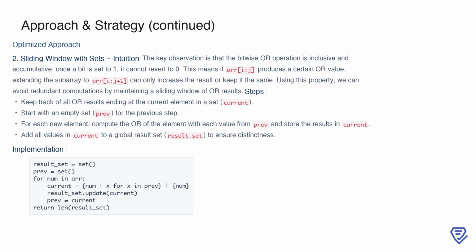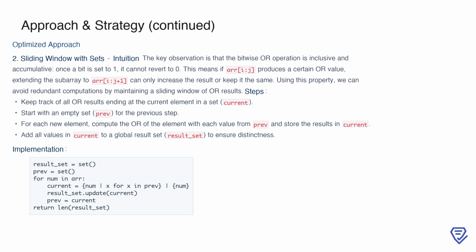Here's how it works: we keep track of all OR results ending at the current element in a set called current. We also maintain a set called previous to store the OR results from the previous iteration. For each new element in the array, we compute the OR of that element with each value in previous and add the results to current.